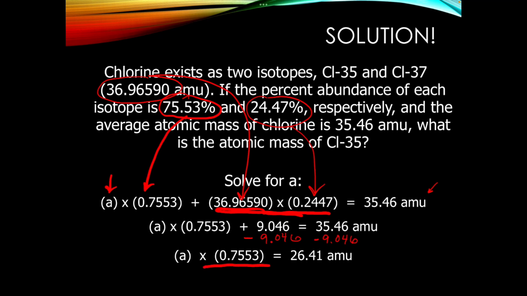And then we'll divide both sides by 0.7553. And that will get us our answer. Okay, so you can use this whole mass times percent. You can use that to figure out the mass of one of the isotopes as well. But just fill everything in and solve using algebra.